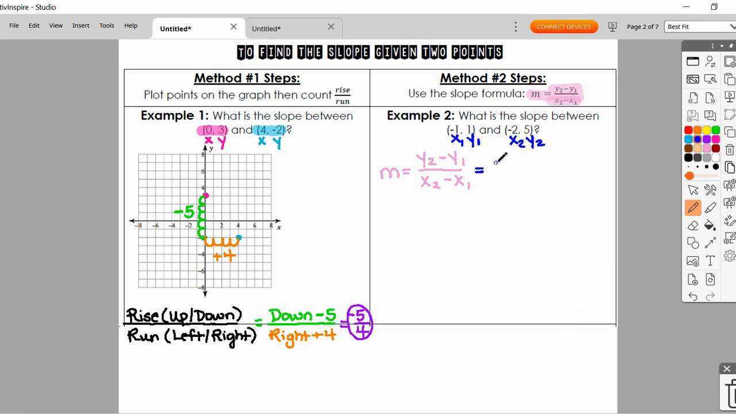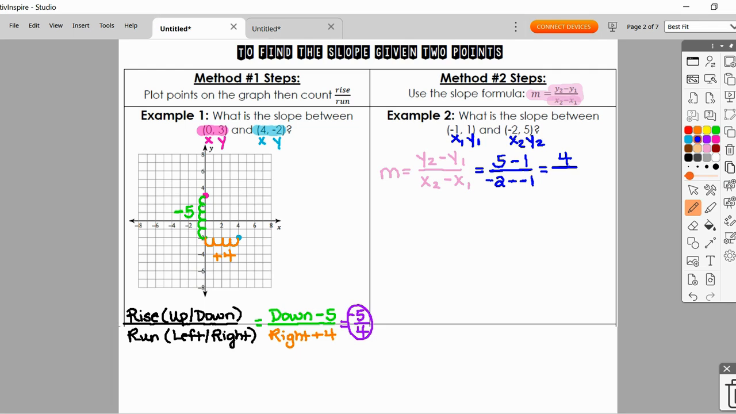y2 gets replaced with 5. And I subtract y1, which is 1. I put it over my denominator, which is x2, replacing it with the -2 it's labeled as. I keep this subtraction, and I put in a -1. From here, I evaluate the numerator. 5 minus 1 is 4.